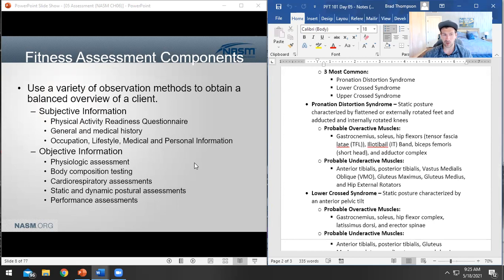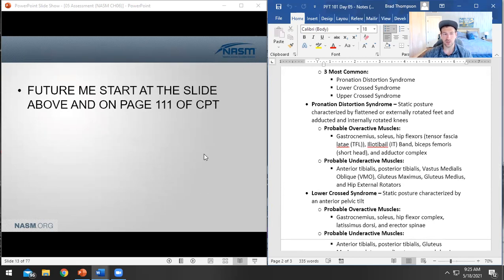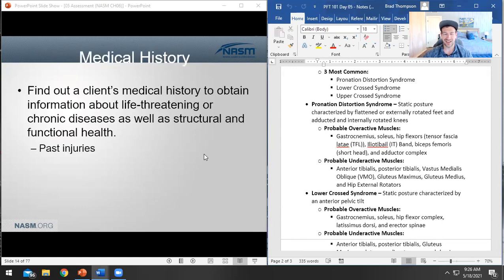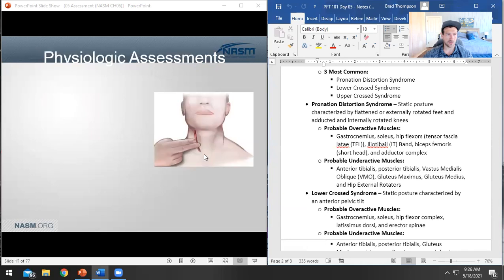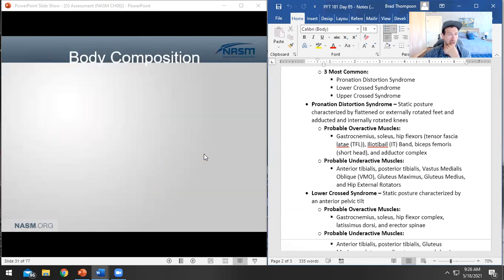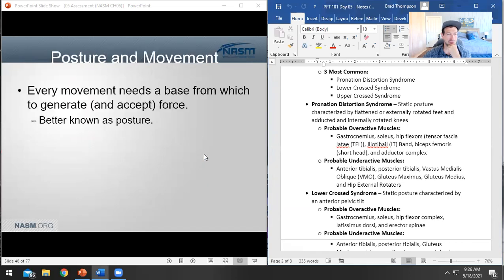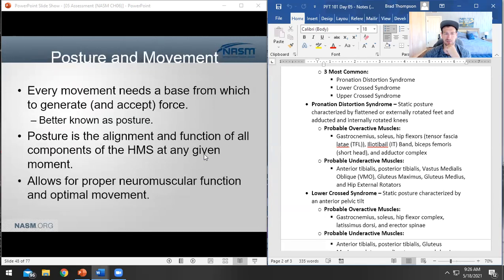So I'm going to skip forward a little bit. This is going to go through some subjective information that we are going to come to in a couple days here. And I'm going to jump all the way over to our objective information on posture assessments. Okay. So looking at posture assessments, right?